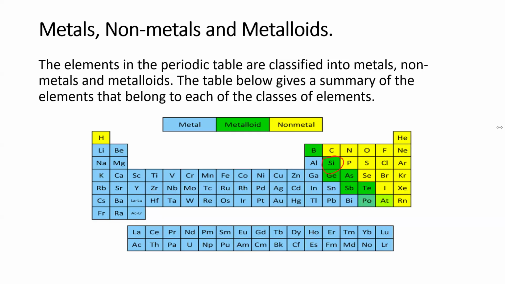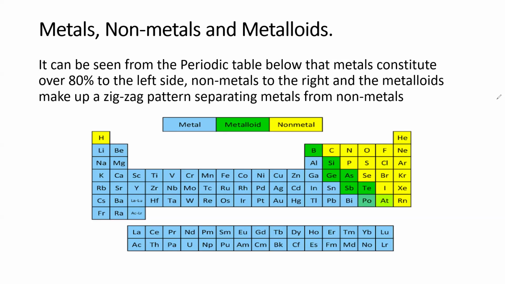You can see right there on the periodic table where we have metals, non-metals, and metalloids. So let us continue since there are no questions. So we'll clear this. Now, you can see from the periodic table below that metals constitute over 85% of the left side, non-metals to the right, and the metalloids make up a zigzag pattern separating metals from non-metals. Okay, so that has been explained earlier.